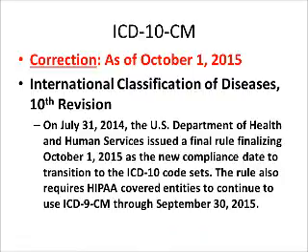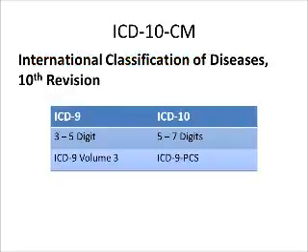We talked a bit about ICD-9, but as of October 2014, the ICD-9 coding system will be discontinued, and the newest revision will be used. The newest revision is called International Classification of Diseases, 10th Revision, or ICD-10. In this revision, Volume 3 of the ICD-9 will now be called ICD-10 PCS for procedures. Codes will have 5 to 7 digits as opposed to 3 to 5 digits.